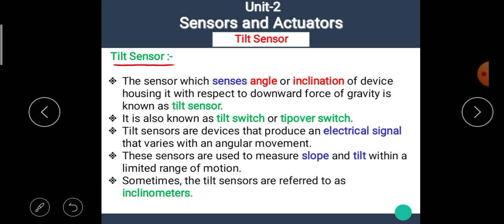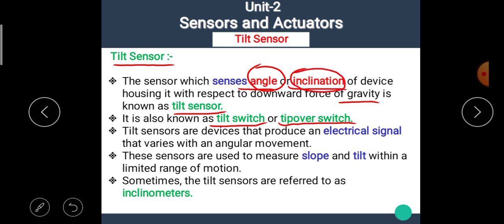Let's see. The sensor which senses the angle or inclination of the device housing it, with respect to the downward force of gravity, is known as a tilt sensor. It is also known as the tilt switch or tip over switch. That means it is the sensor which senses the angle or inclination of a device.